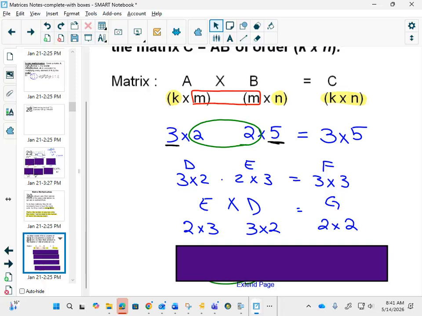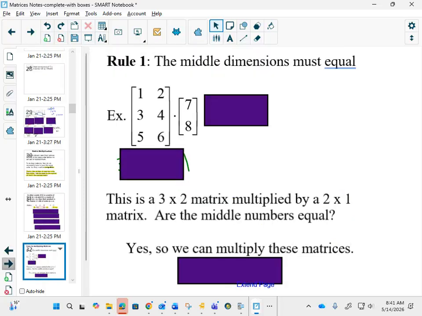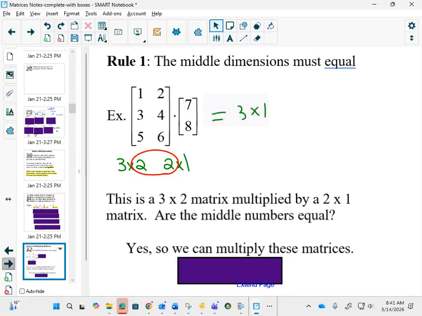But then how do we get the answers within? Okay, so here, rule number 1, the middle dimensions must equal. If those middle dimensions equal, then your answer is going to be a 3 by 1. They are compatible. It is so nice to get a matrix multiplication question where they don't match in the middle, because then it's the easiest thing in the world. Just like, yes, not possible, and you're done.